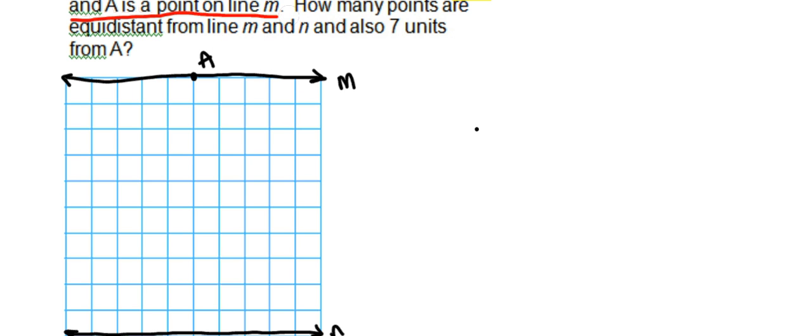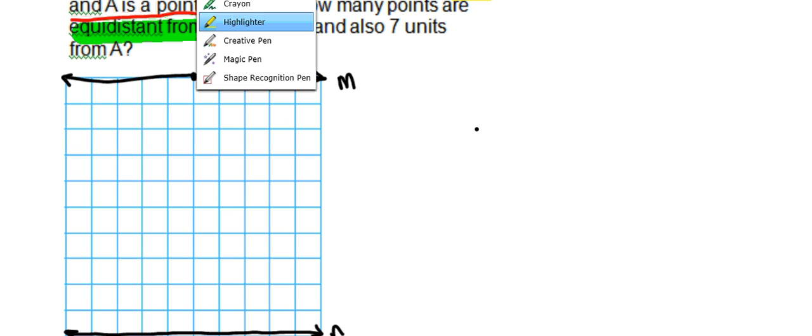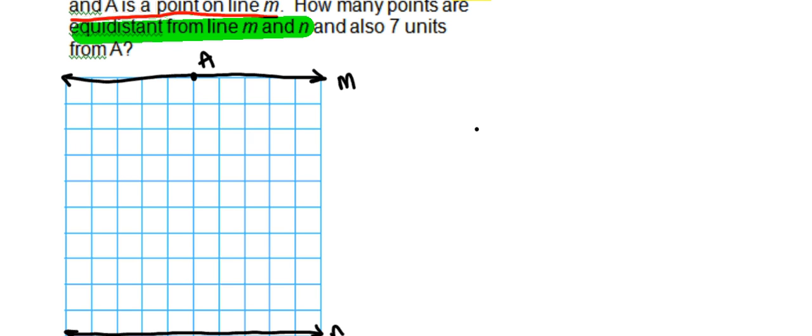All right, the first criteria that we're trying to meet here, we need points that are equidistant from lines M and N. So the set of points that's equidistant from lines M and N is going to be the set of points that goes right up the middle, 5 units away from each.